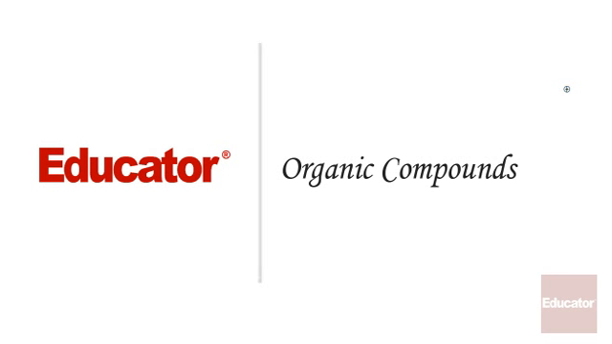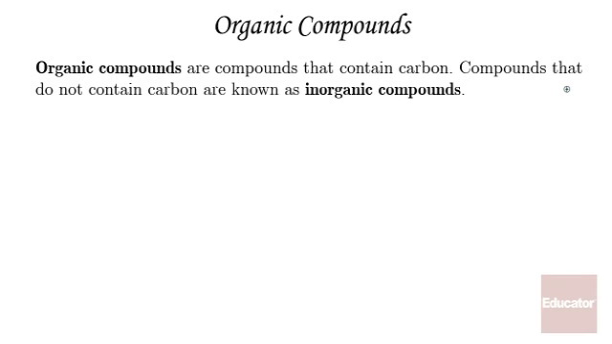In today's lesson, we're going to be discussing organic compounds. Living organisms are made up of organic compounds. Organic compounds are compounds that contain carbon. Compounds that do not contain carbon are known as inorganic compounds. The field of study of organic compounds is called organic chemistry. An example of an organic compound would be methane, CH4, whereas water, H2O, is considered inorganic.